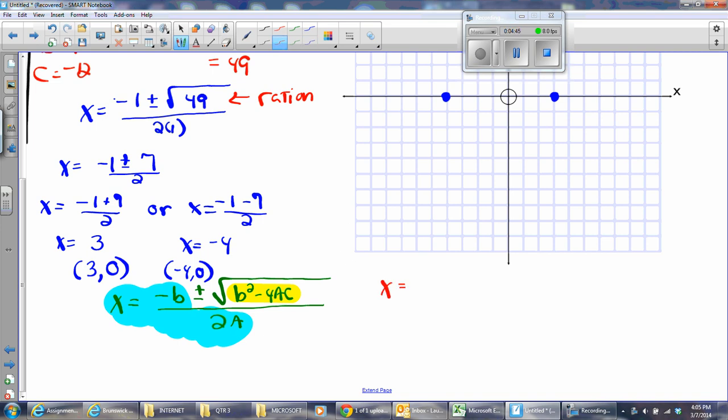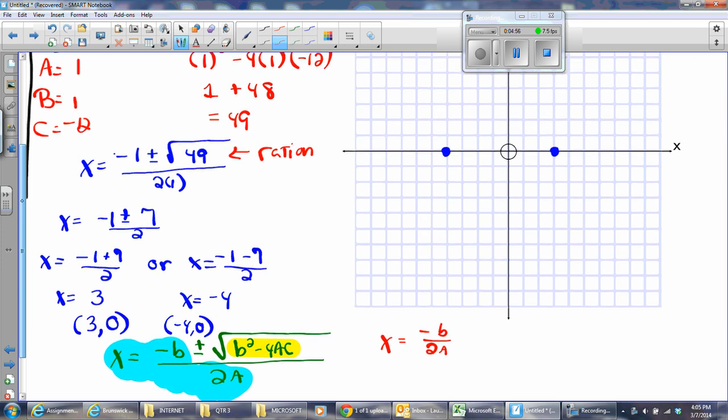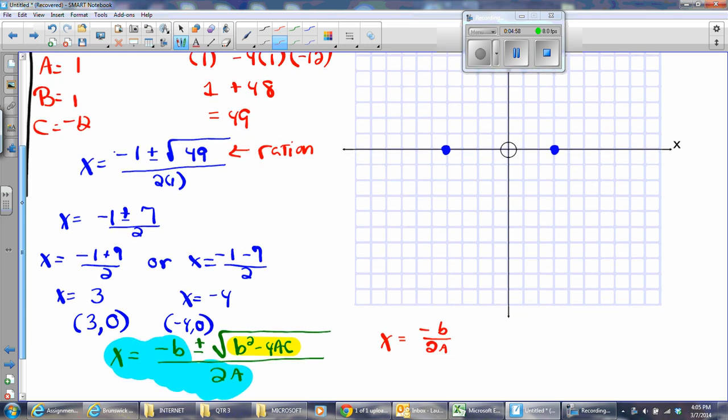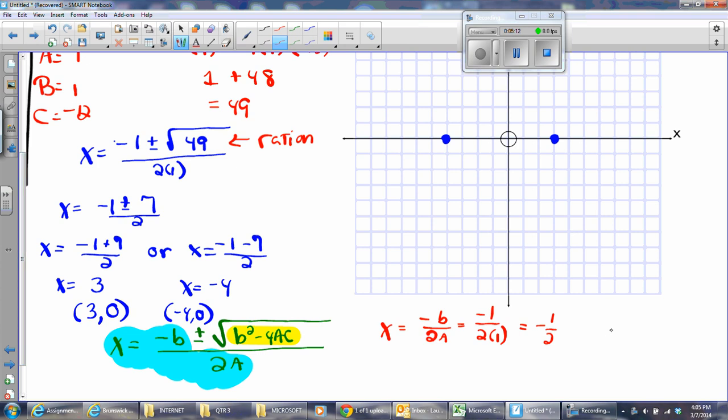I'm going to use only the negative b over 2a part of it. And I know b is 1. How do I know that? Remember I did a, b, c. Easy as 1, 1, negative 12. Well, I'm not going to use the negative 12. I'm just going to use the a and the b. So I'm going to get negative 1 over 2 times 1, which is negative 1/2. So my line of symmetry is going to be the equation x equals negative 1/2.